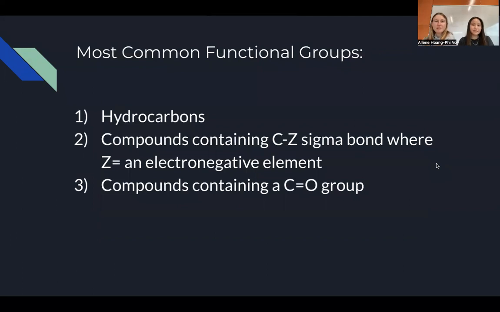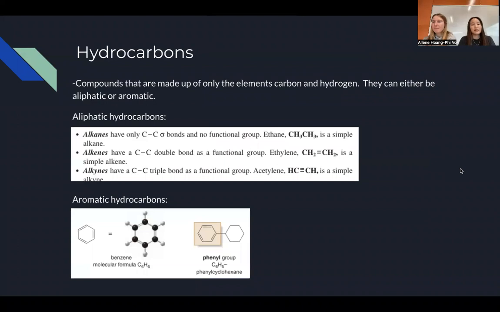The most common functional groups are hydrocarbons, compounds containing C-Z sigma bonds, where Z is any electronegative element, and compounds containing a carbon-oxygen double bond group. So one of these is hydrocarbons. And so hydrocarbons are compounds that are only made up of carbon and hydrogen. And they can either be aliphatic or aromatic, which we have provided examples of below, but you don't really need to know the details of this too much.